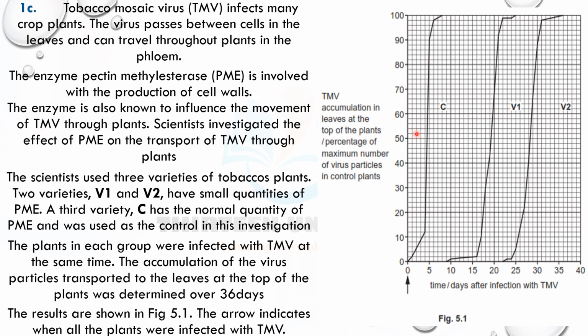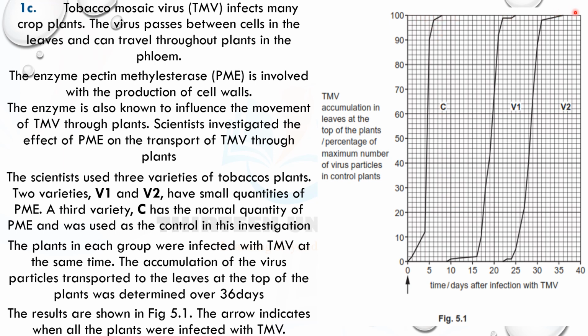So guys, one of the things they're going to ask you here is to compare. If you are asked to compare these 3 plants, the 2 varieties V1 and V2 that have small quantities of the enzyme PME, and the 3rd variety C that has the normal quantity, they'll ask you to compare. Now guys, if you compare, it means tell us similarities. Anytime you hear compare, give similarities and differences. Let's start with similarities first. Can you see that all of them reached maximum, 100% accumulation?